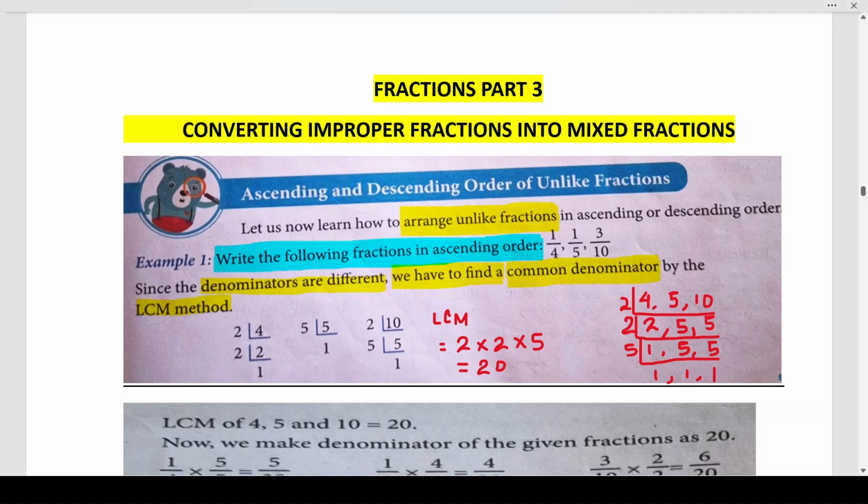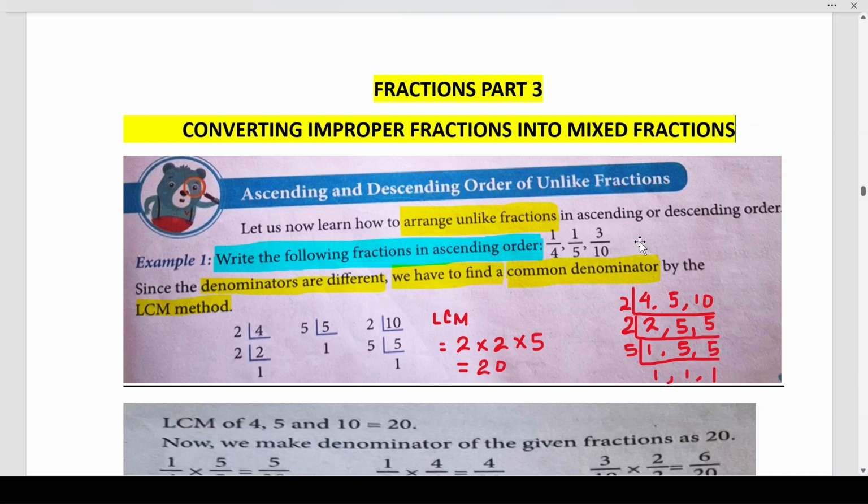Dear students, let us now do converting improper fractions into mixed fractions. Now, ascending and descending order of unlike fractions. Let us now learn how to arrange unlike fractions. What are unlike fractions? Those whose denominators are different. Now, we have to arrange these unlike fractions in ascending or descending order.